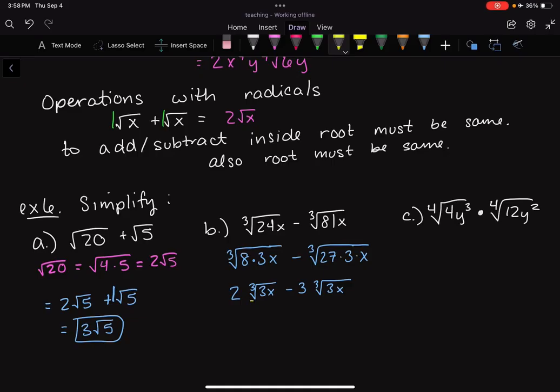So now since these are the same, I can put it all together. So this is going to be negative 1 cubed root of 3x. I can make that look a little nicer. I don't really need that 1 on the outside. I'll just say negative cubed root 3x.